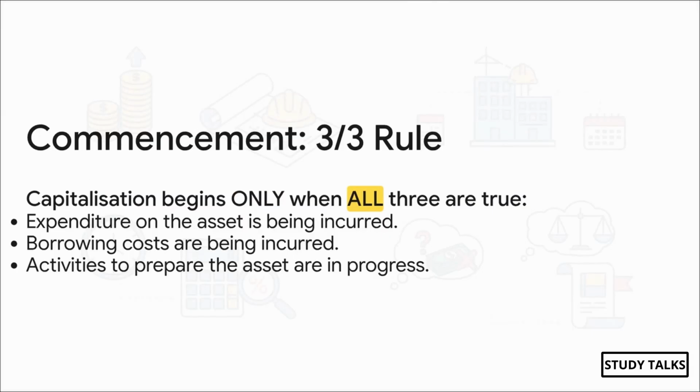The starting gun for capitalization only fires when all three of these things are happening at the same time. Not one, not two, but all three. You have to be spending money on the asset, you have to be paying interest on your loan, and work on the asset has to be actively in progress. So if you take a loan in April but don't start construction until June, you cannot capitalize the interest for April and May. You start from June, the day all three conditions are finally met. This is a goldmine for MCQs, so pay close attention.